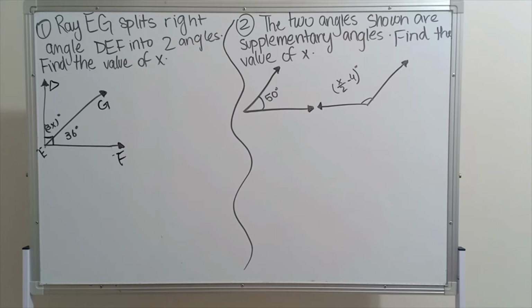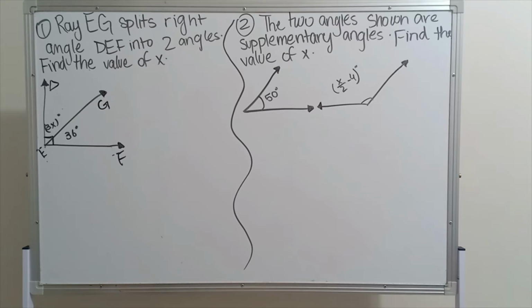Here we have our first question. It says ray EG splits right angle DEF into two angles. Find the value of x. We have the ray EG, this straight line that goes forever in one direction, and we have the right angle DEF. This ray splits DEF into two angles. One is 36 and the other one is unknown, it's 3x. So we have to find the value of x.